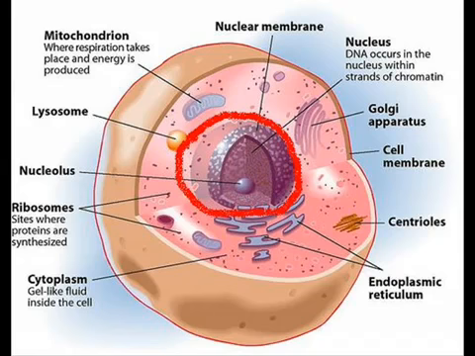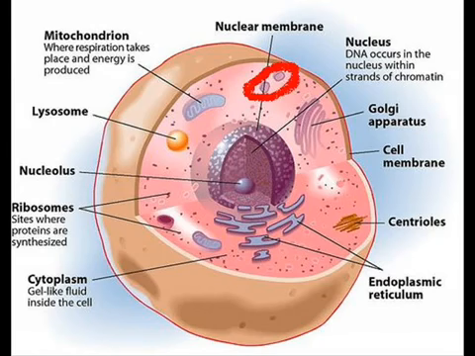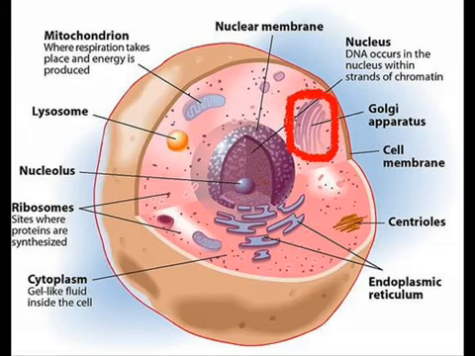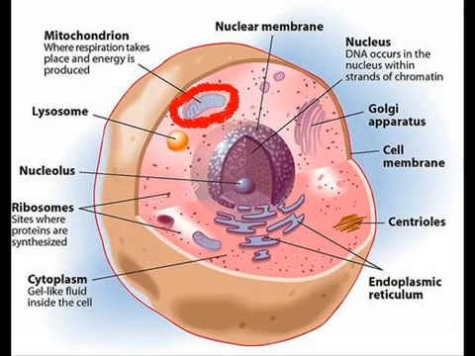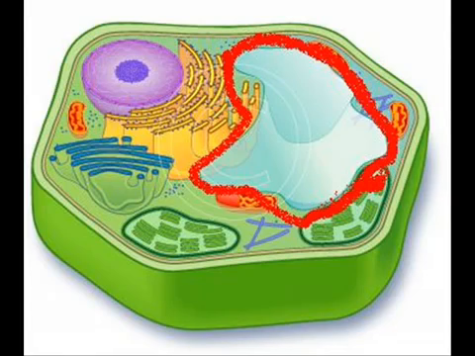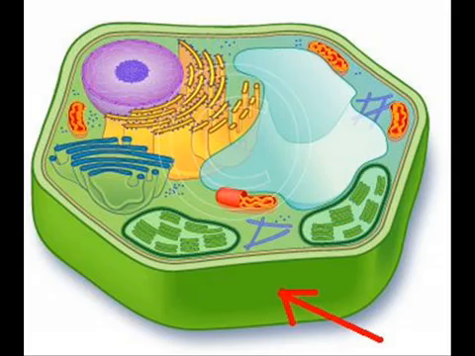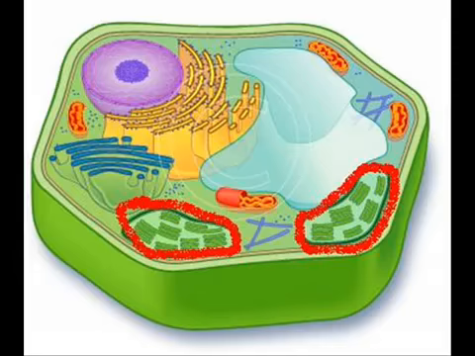The parts of a cell. We have the nucleus, the vesicles, the endoplasmic reticulum, the Golgi complex, the lysosomes, the cell membrane, the cytosol or cytoplasm, the mitochondrion, the vacuole, the cell wall, and the chloroplasts.